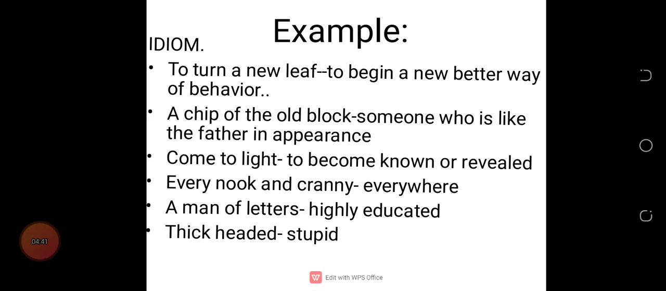Come to light. When we say something has come to light, it means the thing has been revealed, or now it is in the known. Every nook and cranny. Mostly when you are looking for something, we use this expression. I searched every nook and cranny, but still could not find my beautiful pen. So it means you searched everywhere.